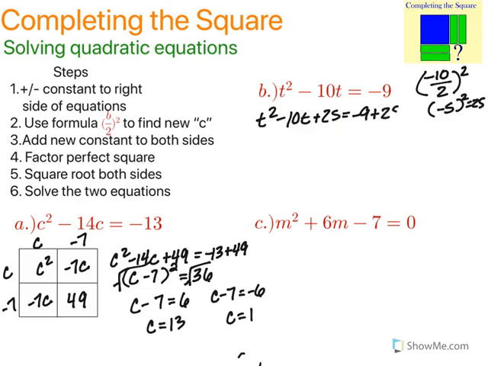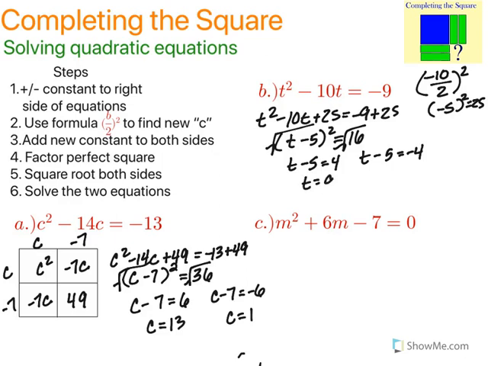Again, we're adding it to both sides so that we have a perfect square on the left, and we have to add it to the right to keep it balanced. I factor my perfect square, so it's going to be t minus 5 squared is equal to positive 16. I square root both sides. This is going to give me t minus 5 is equal to positive 4, and t minus 5 is equal to negative 4, since the square root of 16 is 4 and negative 4. I solve this, I'm going to get t is equal to 9, and I'm going to get t is equal to positive 1.